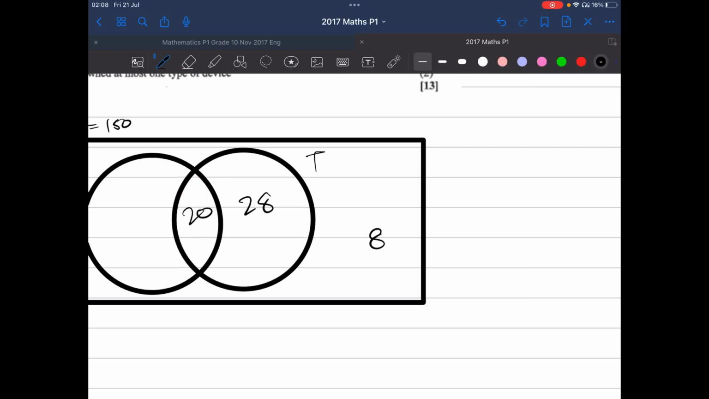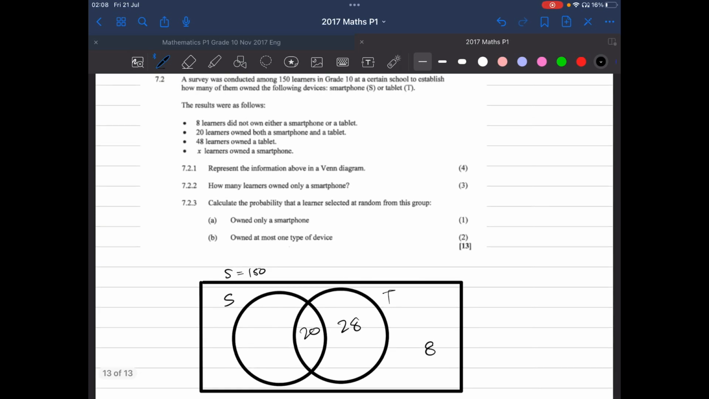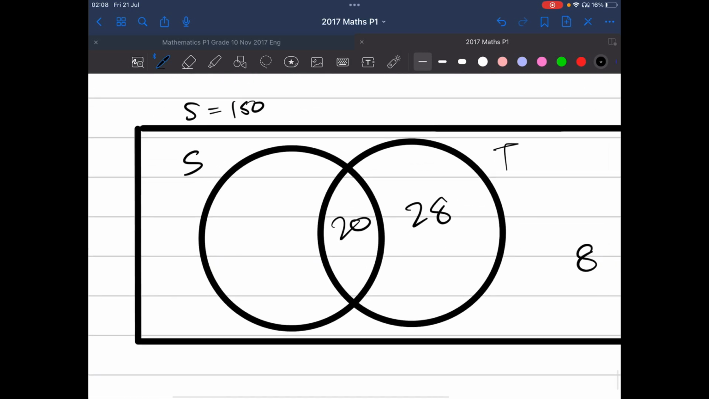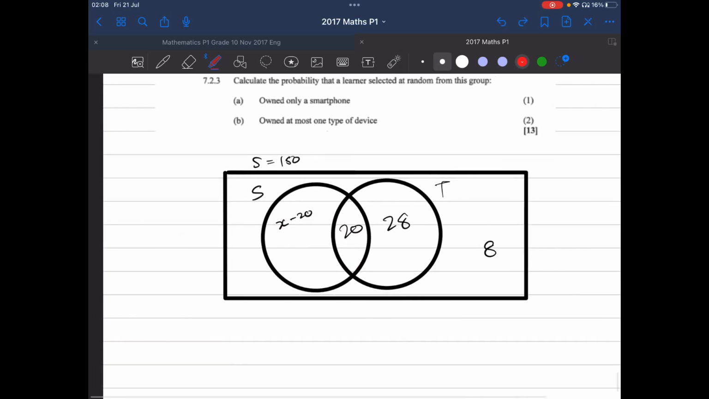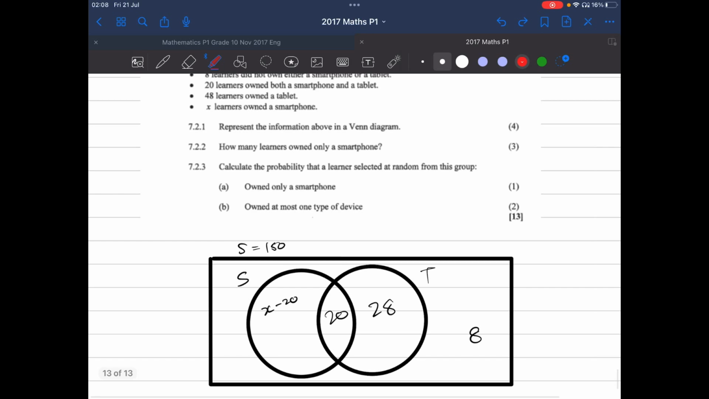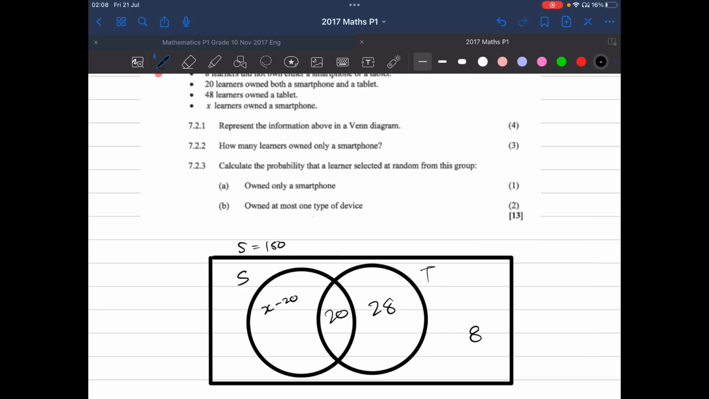And then for the X learners who owned a smartphone, that's going to be X minus 20. Why do I say that? Because remember, this whole circle has to equal X, and if we already accounted for 20 in the intersection here, then the rest is X minus 20. Okay, fine. Let's look at the next question now. How many learners owned only a smartphone? So that's that X minus 20 figure.